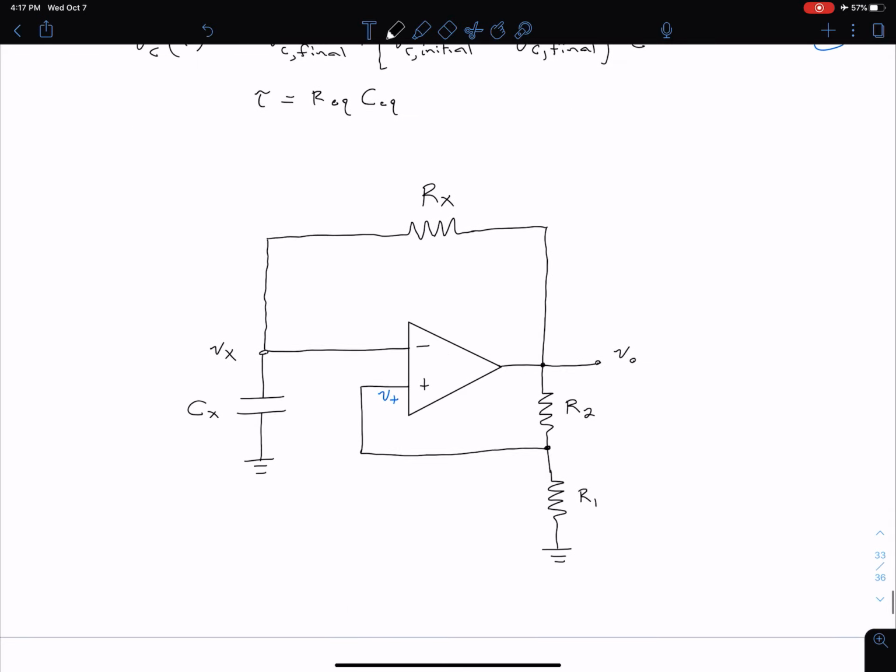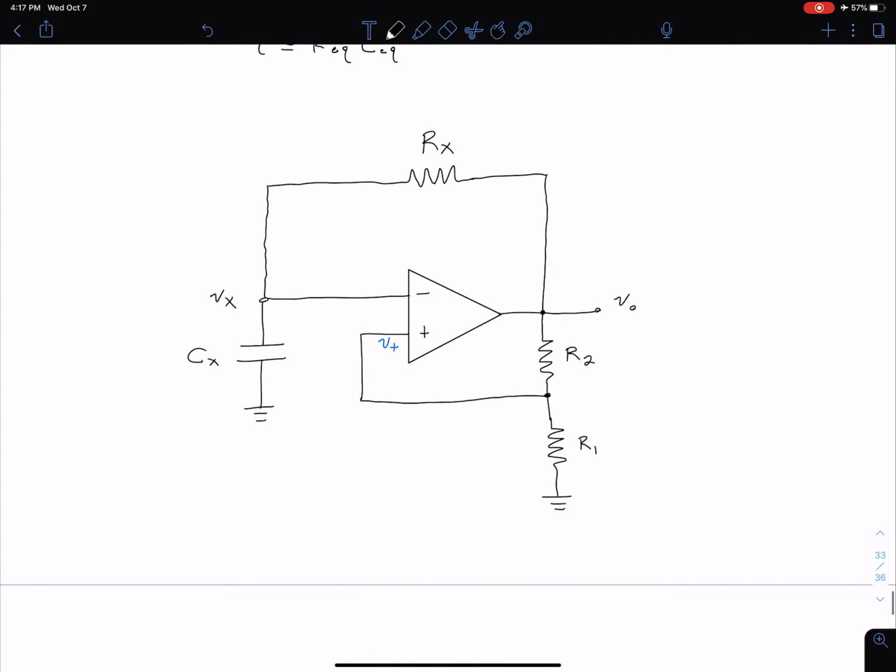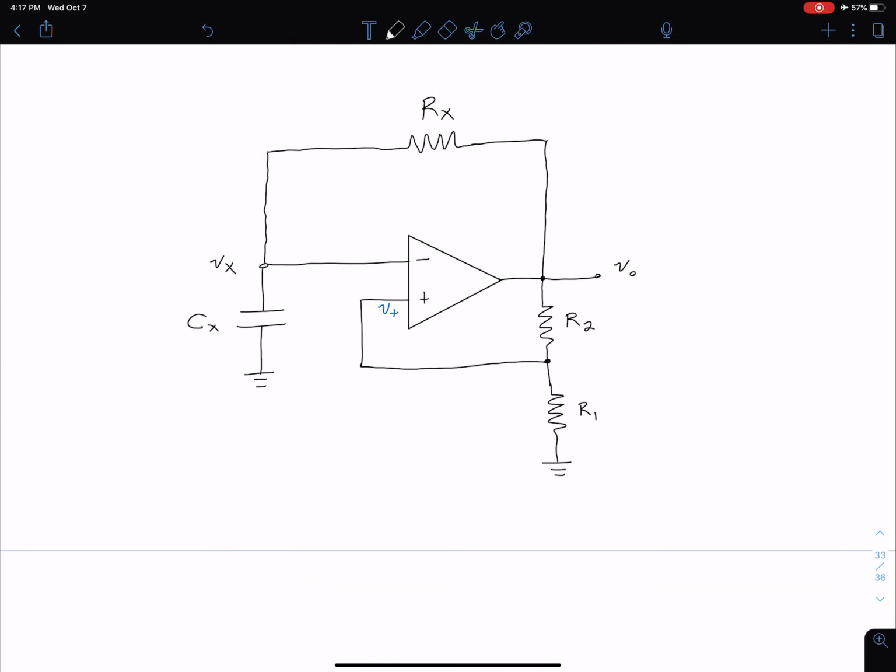Okay, with that review in mind, let's come back to this circuit for our astable Schmitt trigger oscillator.